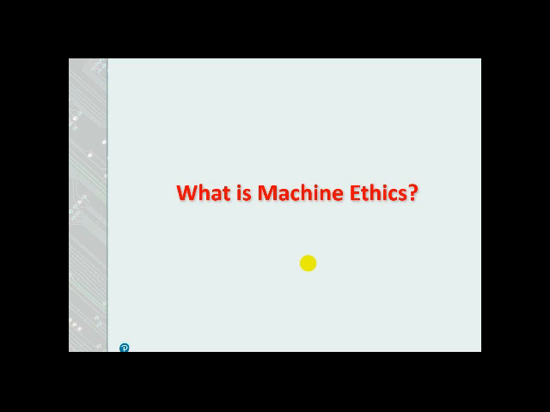Machine ethics differs from other ethics fields related to engineering and technology. Machine ethics should not be confused with computer ethics, which focuses on human use of computers. It should also be distinguished from the philosophy of technology, which concerns itself with the grander social effects of technology.